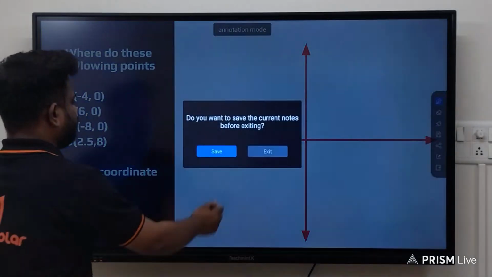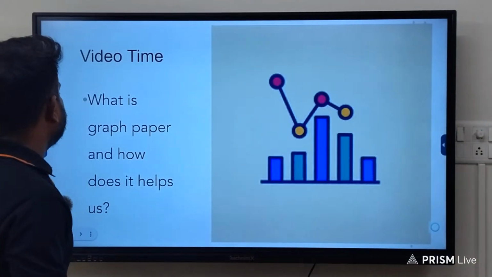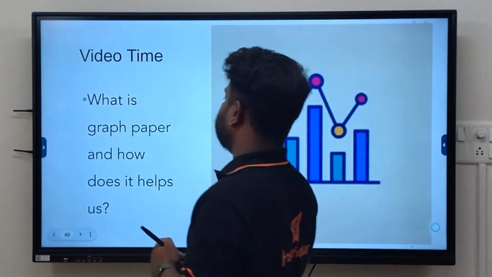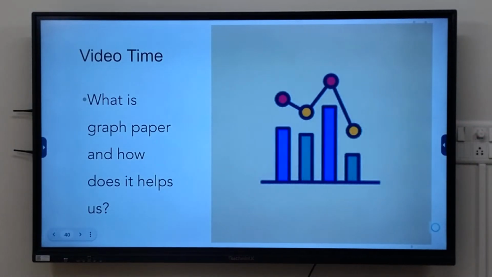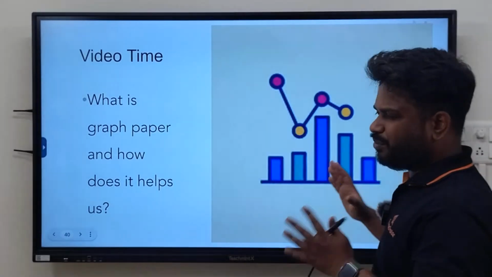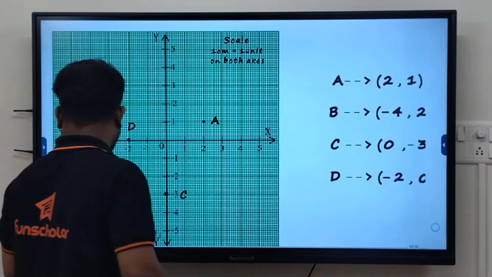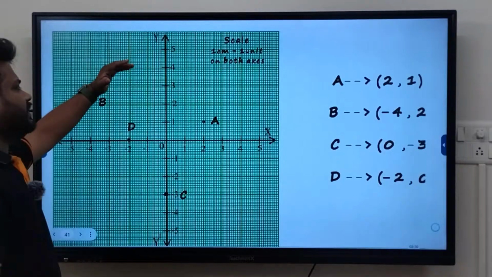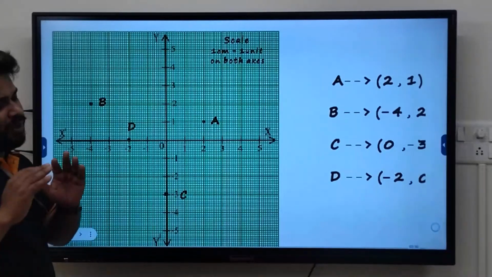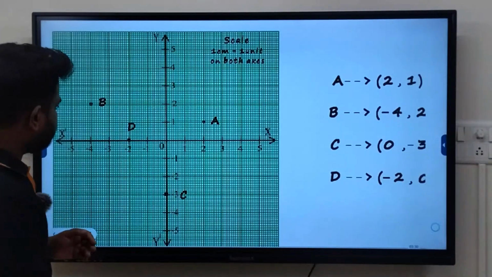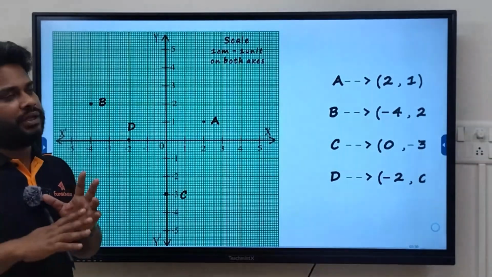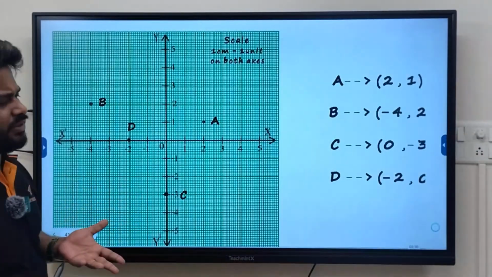Now let's go to the next one. We also have another video on what graph paper is and how it helps us, and you already know what graph paper is, so I am not playing the video here. Let's go further. This is the graph paper and we all are using it, and maybe we have all used it in our lower classes, be it for mathematics or another subject like physics and chemistry.